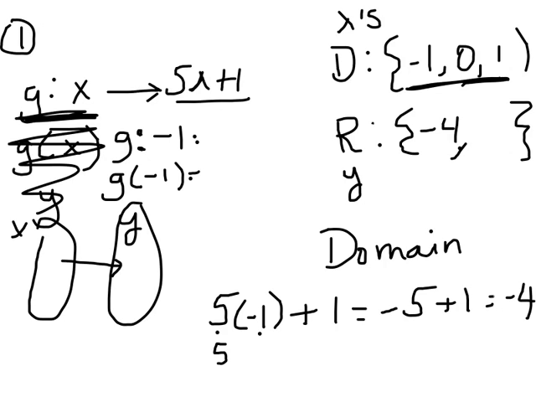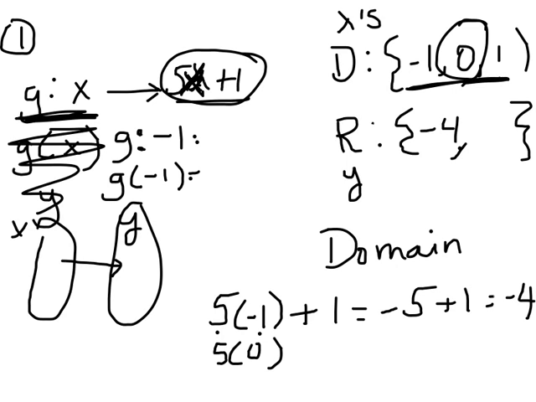So now we're supposed to plug in 0. That's the next one they listed in the domain. So 5 times, remember I'm doing this expression right here, 5x plus 1. So 5 times 0 plus 1 would be 5 times 0 is 0, plus 1 is 1. So we'll list that in our range over here.